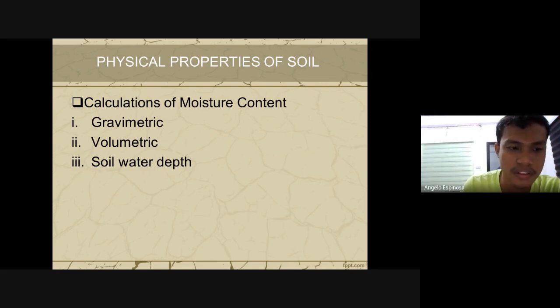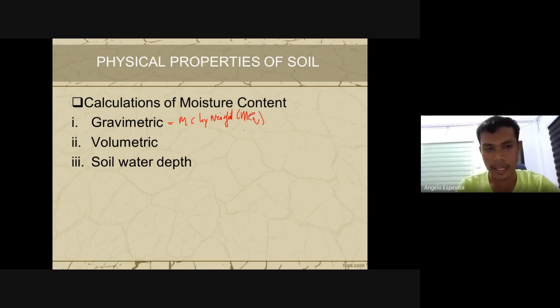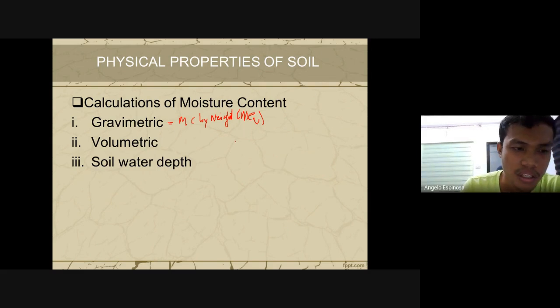Yan, calculation. So, we have number 1, gravimetric. Okay, we have gravimetric or the moisture content by weight. It is moisture content by weight kasi gravimetric or gravity yan. By weight or MCW yan. So that is gravimetric. The weight or mass of water per unit weight of soil in which it is contained. So what is the equation of gravimetric?